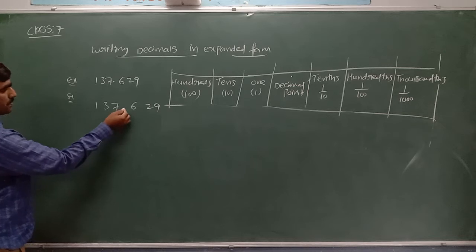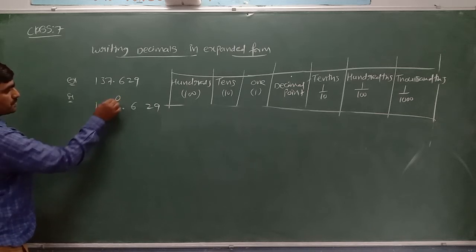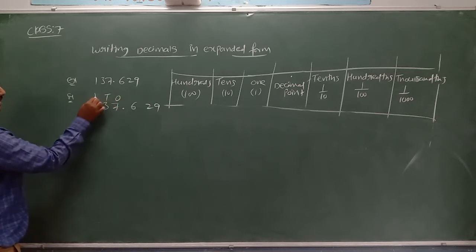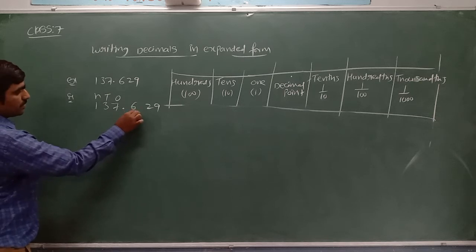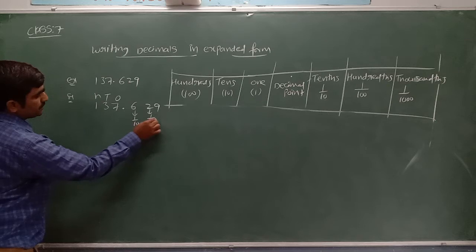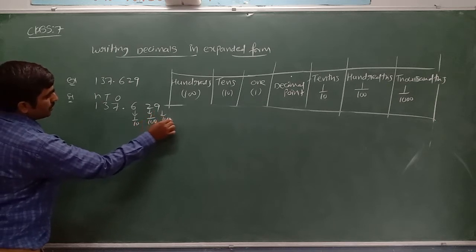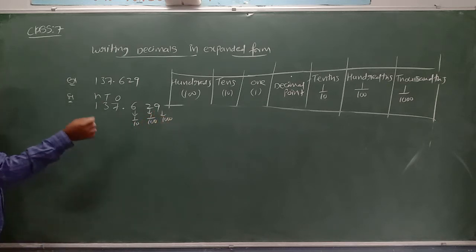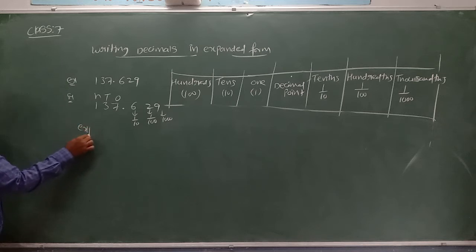137.629. Before the decimal point, we have the ones place, tens place, hundreds place. After the decimal point, the first is the 1 by 10 place, then the 1 by 100 place, then the 1 by 1000 place. Then we write the expanded form. What is the expanded form?